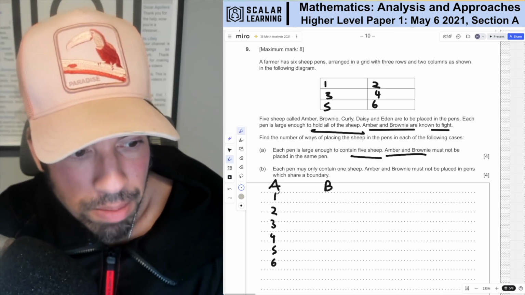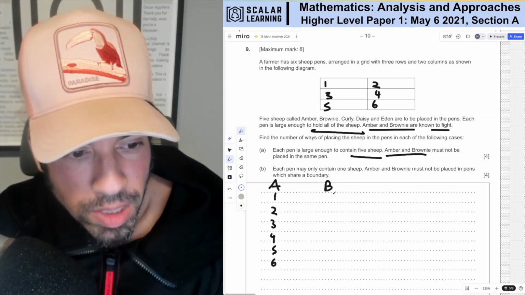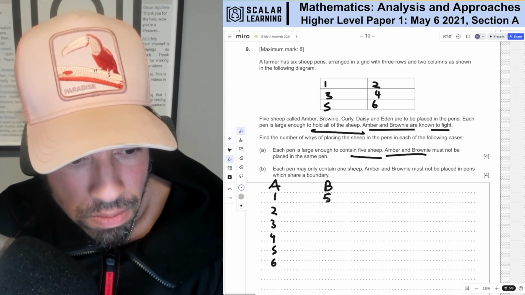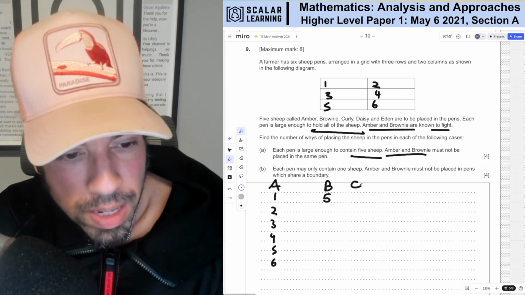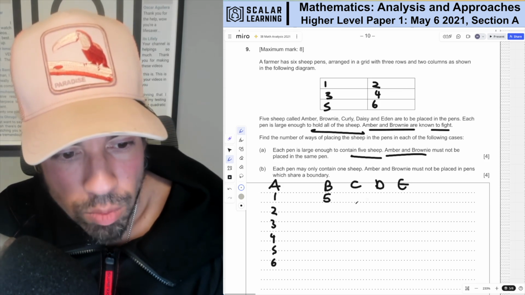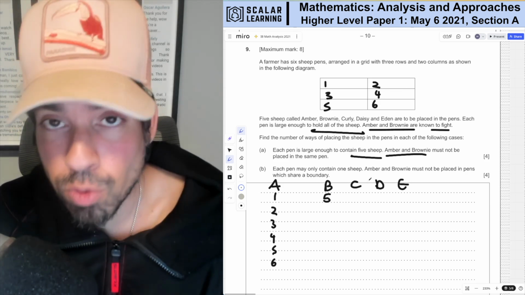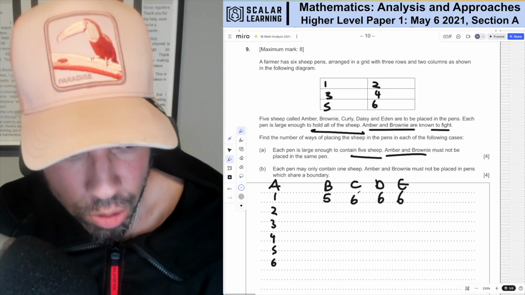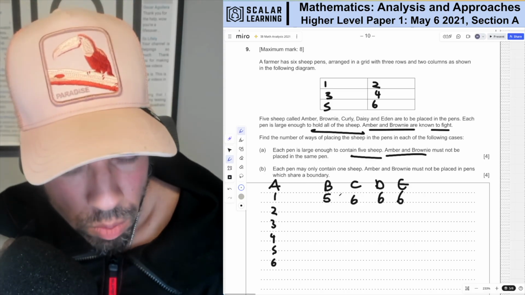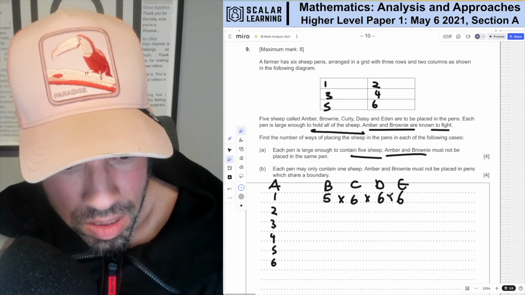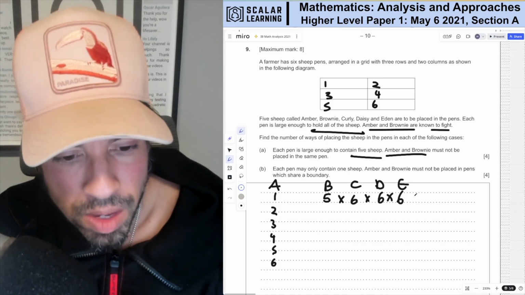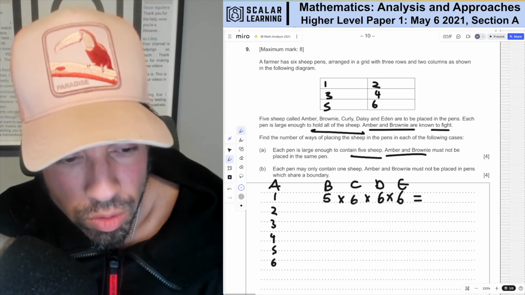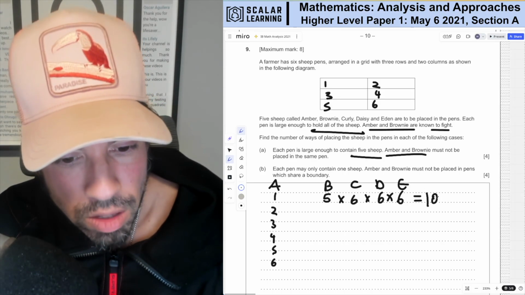Well, B can't be in 1 when Amber's in 1. So how many choices does B have in this case? 5. And then what about C, D, and E? Well, they can be placed anywhere, and there's enough room in any of the pens for all the sheep. So they have 6 options, 6 options, and 6 options. So when Amber's in 1, we've got 5 times 6 times 6 times 6 options. And what is that? 216 times 5 is 1,080.